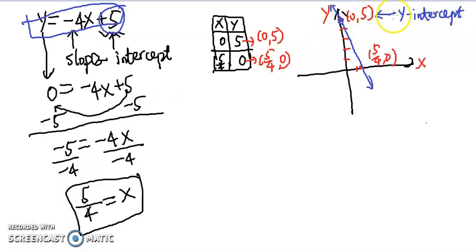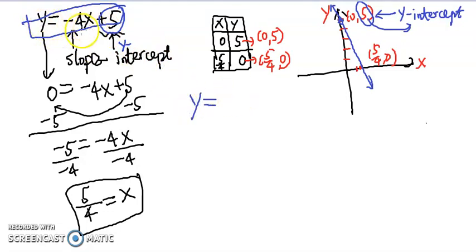So this point, the number 5, is our y-intercept. Although we just call it slope-intercept form, this 5 here is actually the y-intercept. All right, so we have another format. In general, it looks like this.